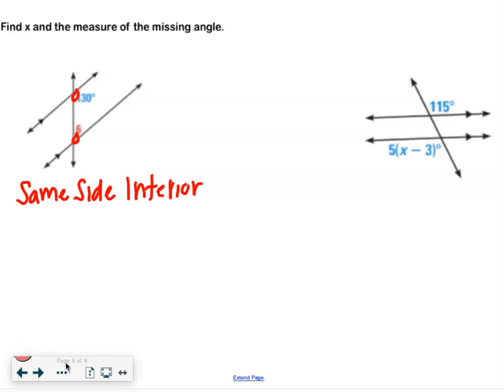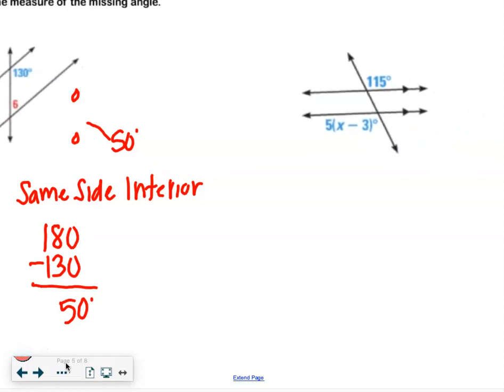And then, how are we going to find our missing angle? So we know this one's 130, and I'm looking for angle 6 here. If you forgot, go back to the front page of notes: same side interior angles add to 180. So I'm going to take 180 minus 130, and I got 50. So this angle right here is 50 degrees. Done. That's it.